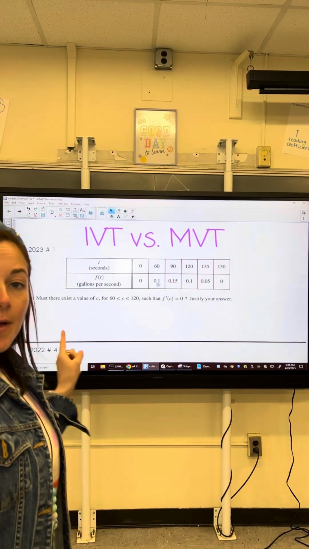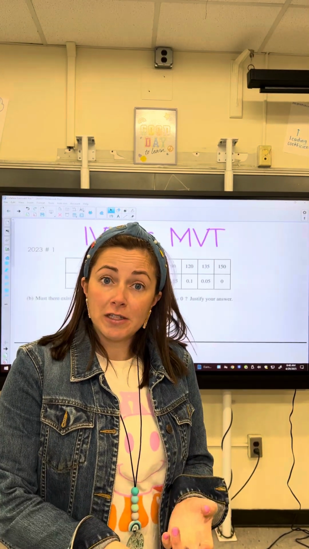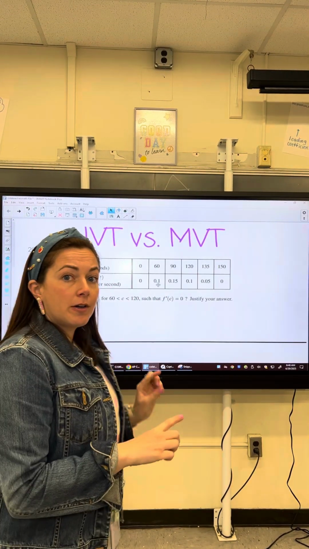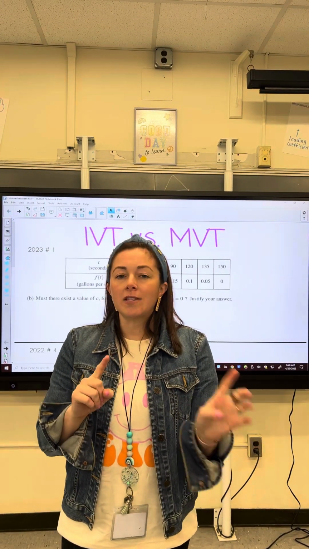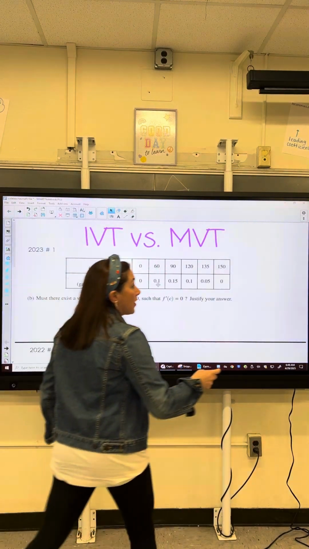Today I want to talk about how to know when to use the intermediate value theorem versus the mean value theorem on a free response question, specifically with tables. First I have 4 questions up here. I'm going to show you how I know which theorem it is, and then we're going to talk about the conditions that need to be met in order to use the theorem.